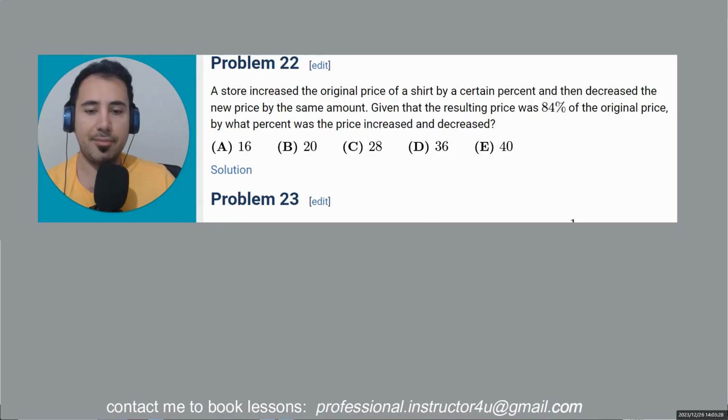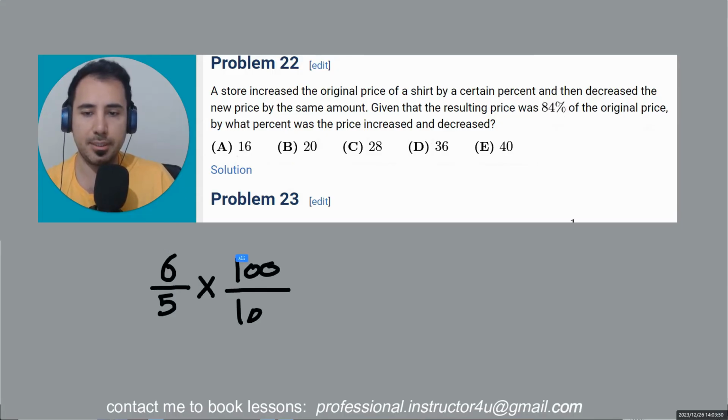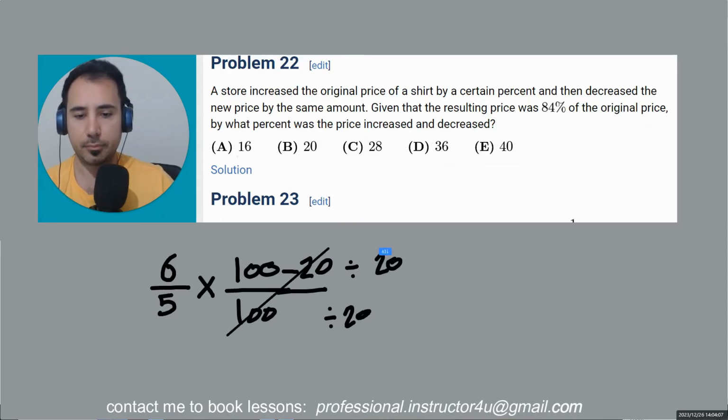So I don't have to write the equations because I already have the options. So I'm going to go with the easiest option, which is 20, and I'm going to try. When you increase something by 20%, I just said it's equal to 6.5. And when you decrease it by 20%, this is 100%, you minus it 20, it's going to be 80 over 100. If you simplify both numerator and denominator by 20, you're going to get 4 over 5. So let me write it.